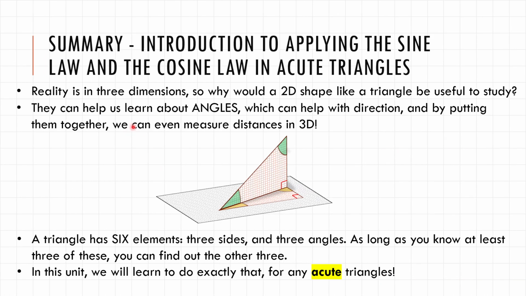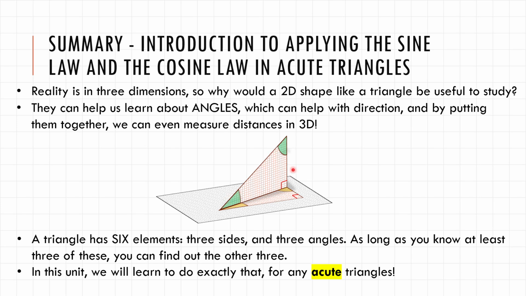We started this unit by recognizing that in three-dimensional reality, which is the one that we live in, a 2D shape like a triangle can be really useful to measure distances, even in 3D space. And learning about a triangle helps us learn about angles. And those angles, which are involved in direction and rotation, can be used to measure all sorts of distances, even distances that we can't physically reach.